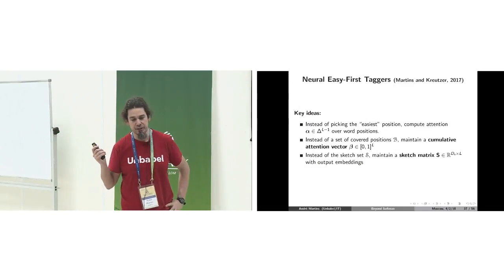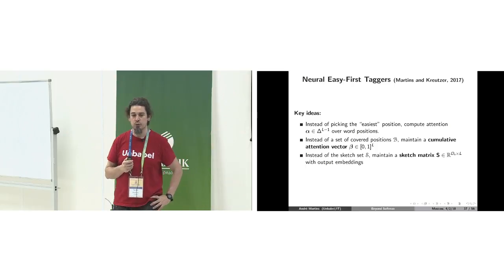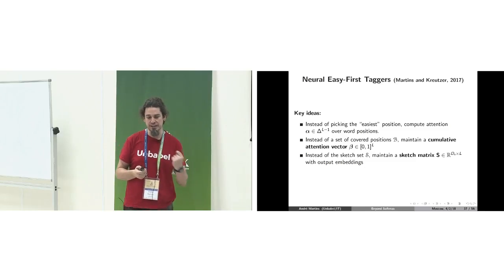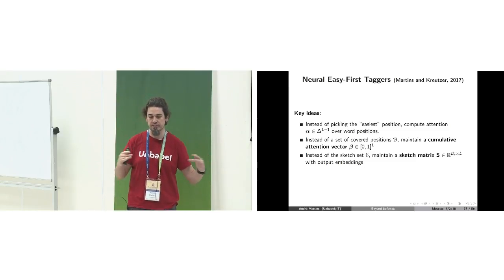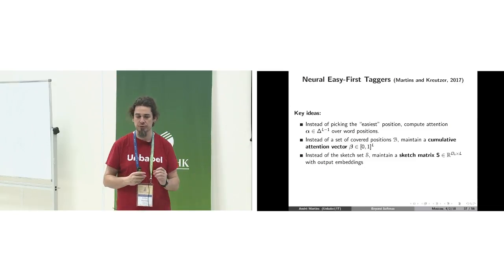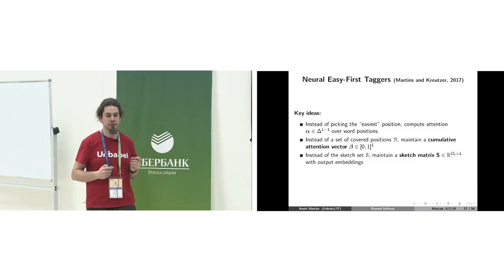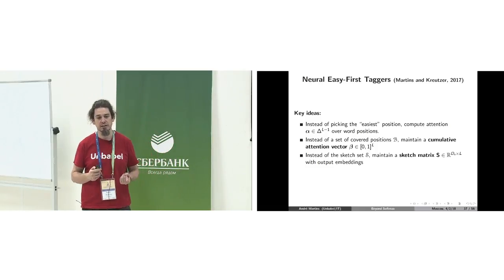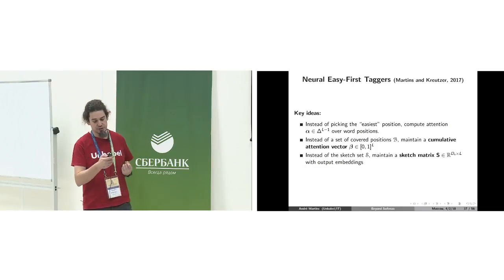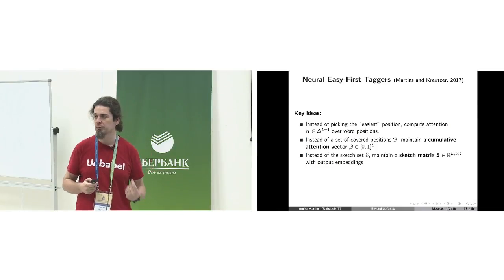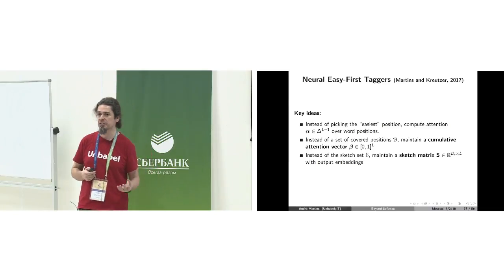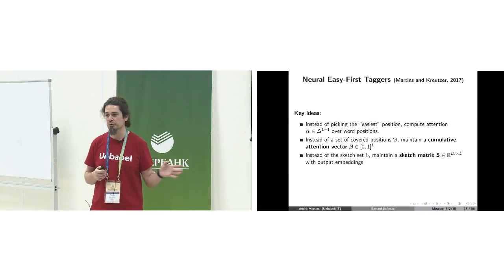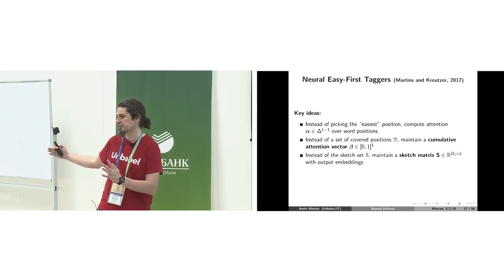Instead of picking the easiest position at each point, we are going to compute an attention probability over the word positions. So you are not really picking a single word, but computing a distribution over the words. The second thing is that we are not going to have a set of positions that have been covered. Instead, we're going to maintain a cumulative attention vector. This is basically how much attention we have already placed on each word. The intuition here is that if a word has received already a lot of attention, it's essentially covered. So we don't need to waste more attention on that word. You should look at the other words instead.